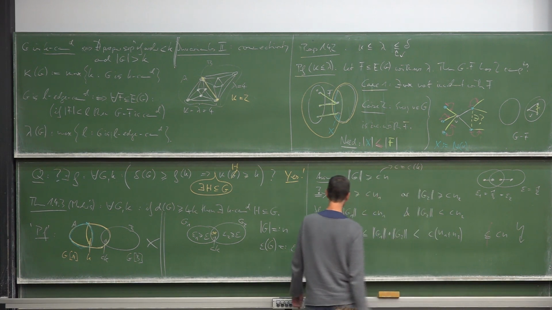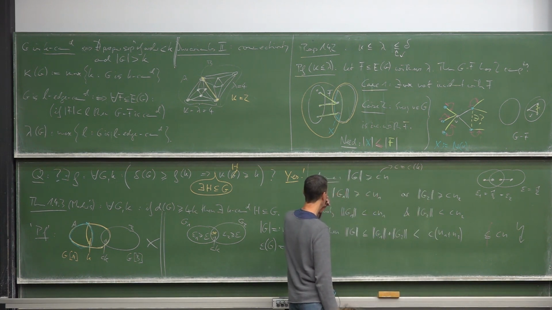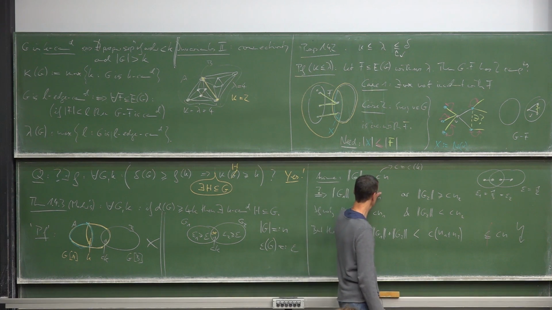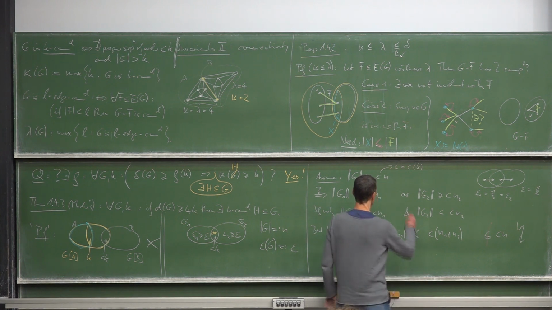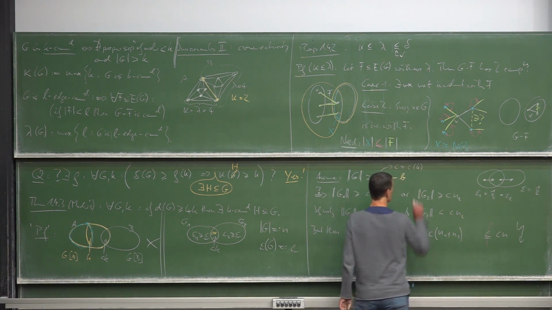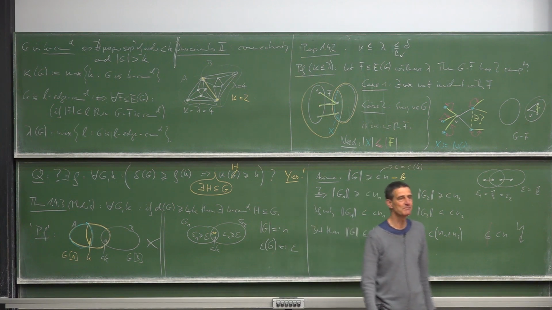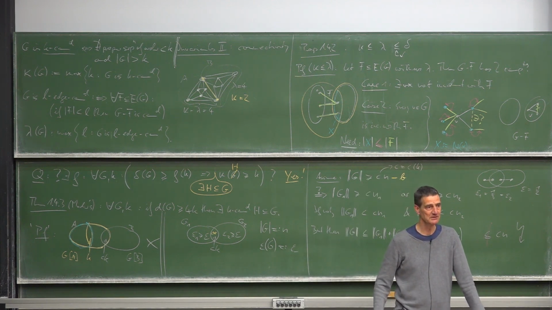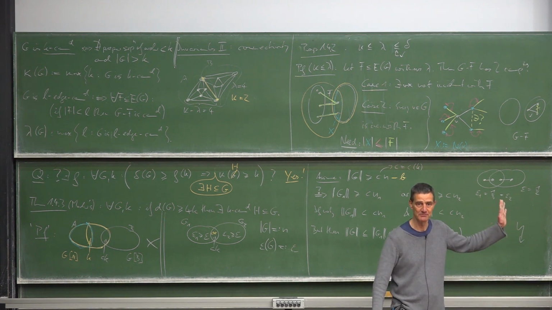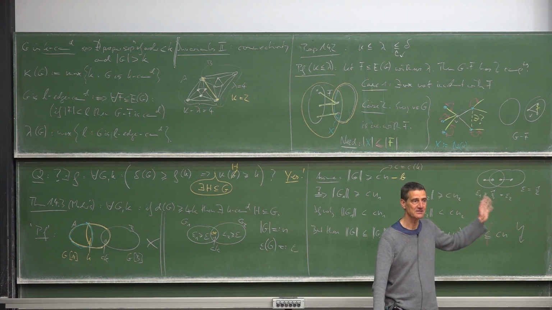We're assuming not that G has at least 2kn edges, but we're subtracting some constant b to be determined. We're assuming less. And we still want the same conclusion. We still want a subgraph H that is k-connected.